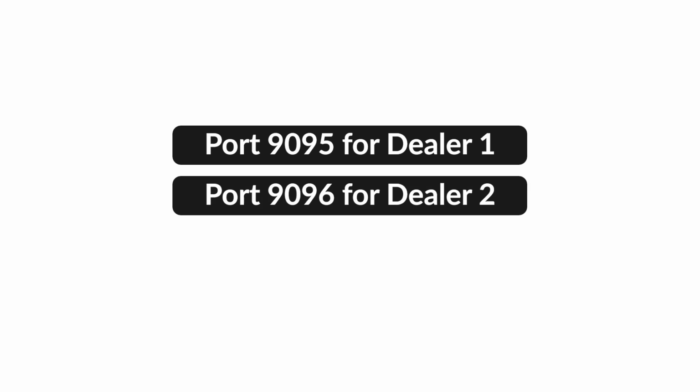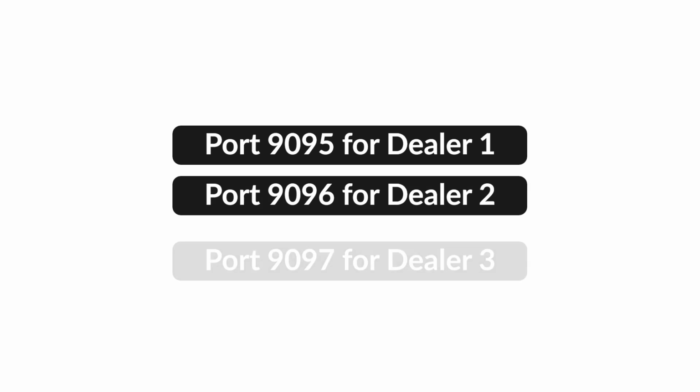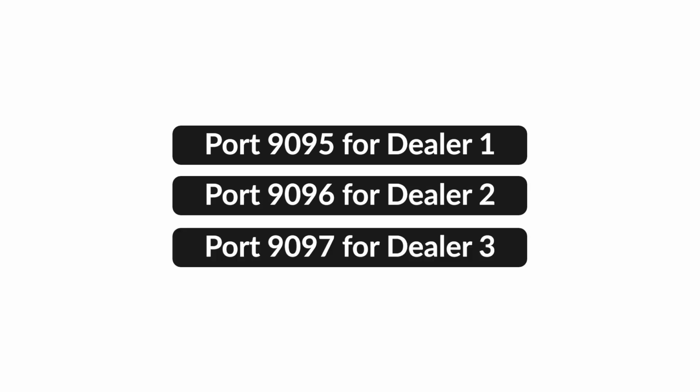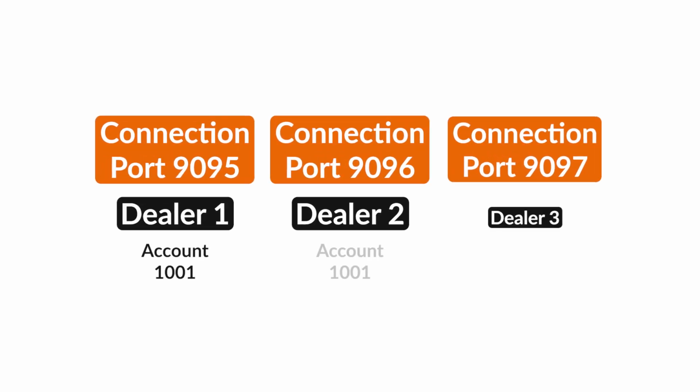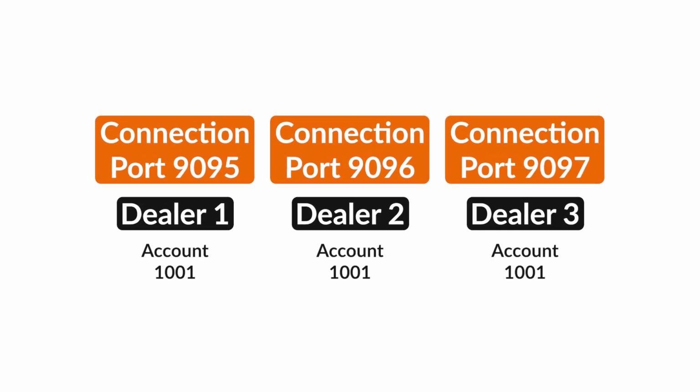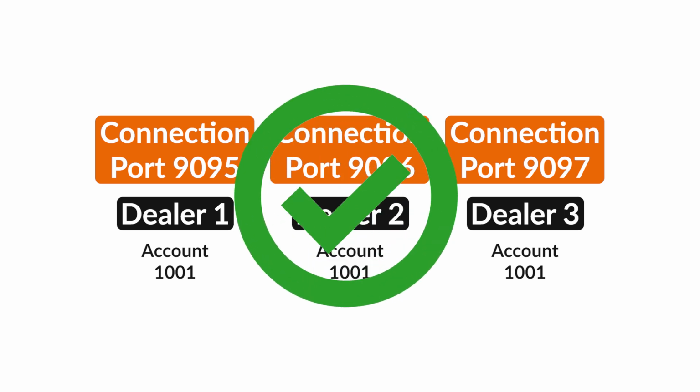You could also enable different ports for each dealer. For instance, port 9095 for dealer 1, port 9096 for dealer 2, port 9097 for dealer 3. This way, you can use the same account numbers for multiple dealers since they're coming through different ports, avoiding conflicts altogether.